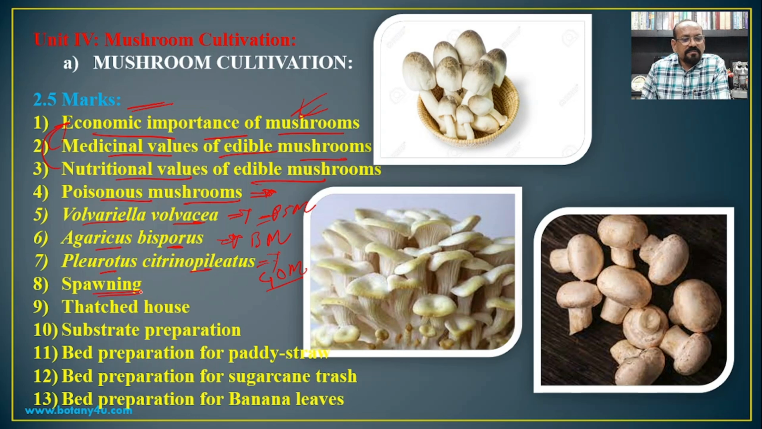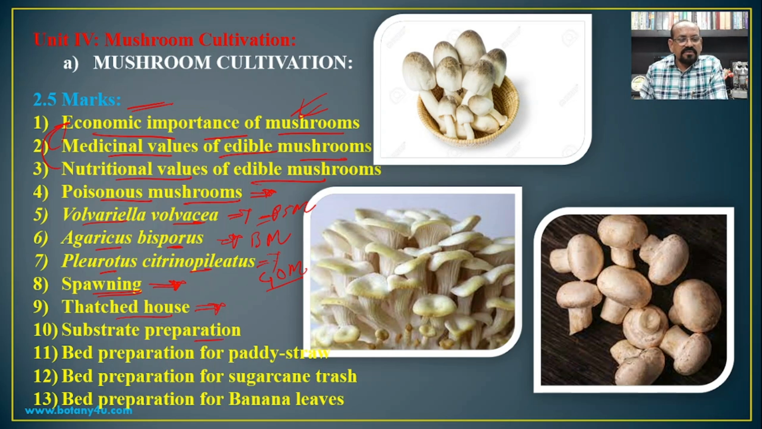Then spawning is a method of the development or the formation of the spawn or the vegetative hyphae of the mushroom for mushroom cultivation. Then thatched house, these are the huts or the structures which are made of different materials, very commonly straw and other matter, and these are used for the cultivation of mushrooms.